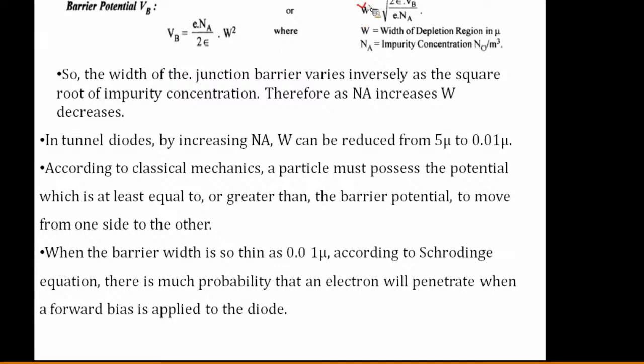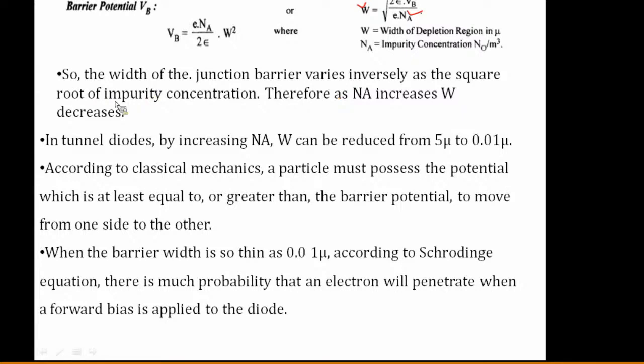See here, the width of the depletion region depends upon the doping concentration. Na is the doping concentration. That means if the doping concentration is high, the width of the depletion region is very, very narrow, in the sense that it is very thin. Now, if the width of the depletion region is very thin, what can happen? The charge carriers can tunnel from one region to another region.